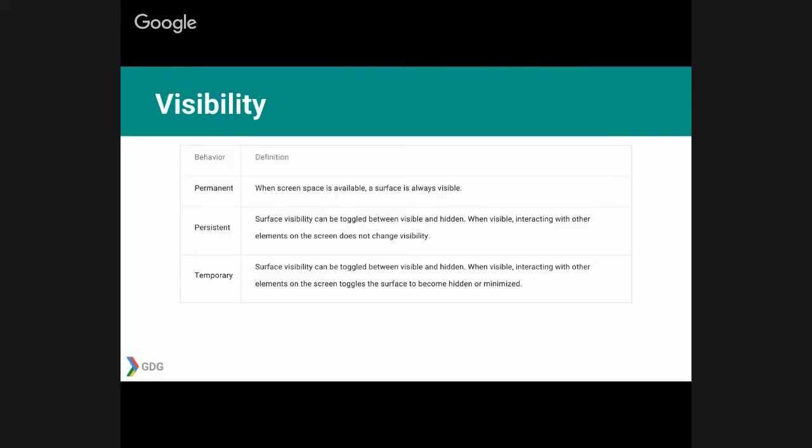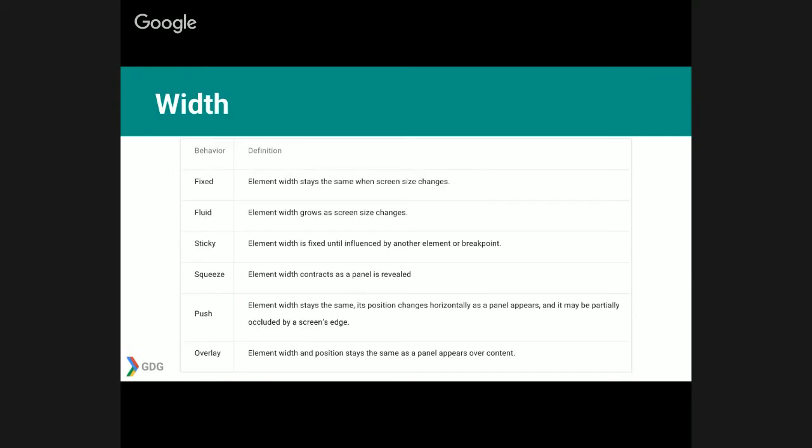Okay. So the next part of adaptive UI here is surface behaviors. Now, these are different behaviors for visibility. And we've already mentioned a number of these terms: permanent, persistent, and temporary. These are definitions just to understand if a designer or someone's talking to you about certain words here, you can look them up and see exactly what they're talking about.